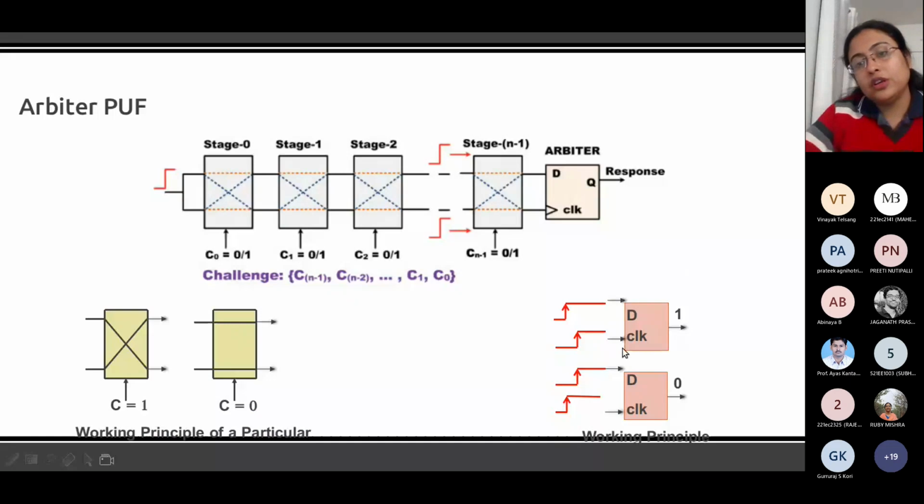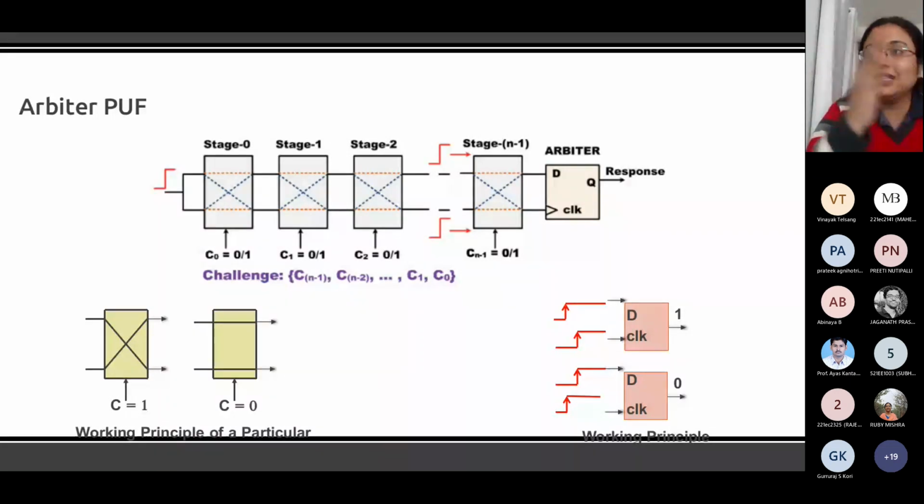Because suppose the D input comes first and the clock input comes after that. As a result, when the clock input samples the D input, it will get a 1, so it will give a 1. If the clock input comes first and the D input comes later than that, then it will give a 0. So now you can understand how they are leveraging the propagation delay depending on the challenge.